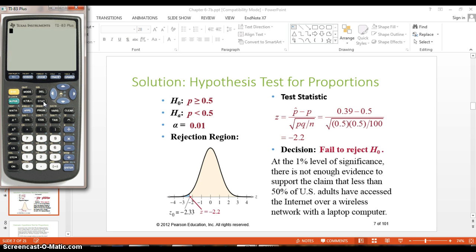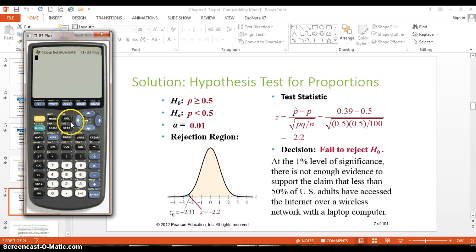So to do the hypothesis test in the graphing calculator, hit the stat button, arrow over to the right for tests, and we're going to go down to the one prop Z test. P0 represents our hypothesized proportion. This is the value we used in our hypothesis statements. So we're comparing everything to 50% or 0.5. Going down, X represents the people that have actually accessed the internet.